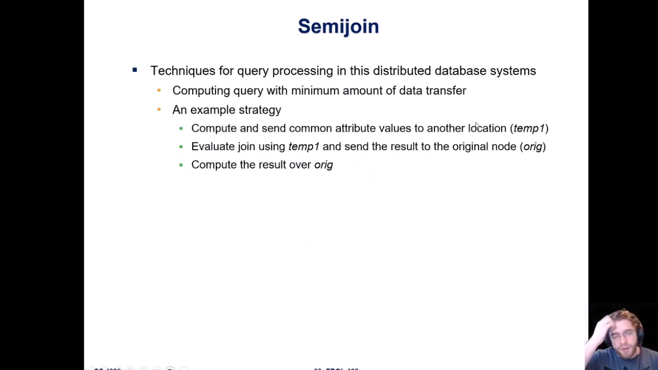So a general idea of why we might want to use semi-join is that we're minimizing the amount of data we need to transfer. And essentially what we could do, if we're working with large databases, is store some temporary semi-join information, get a result from another join from the original node, such as the S in our example back here, and then compute that result over them as well.